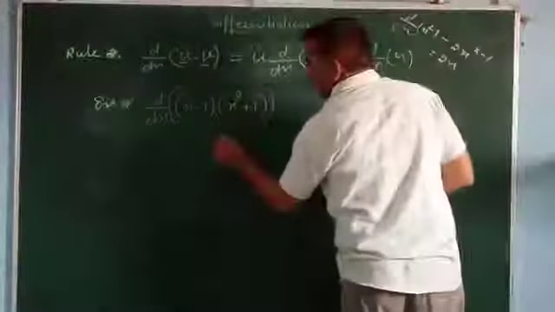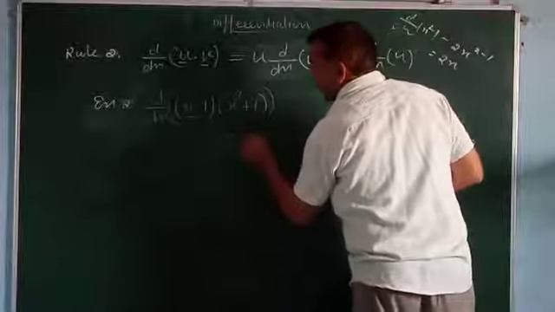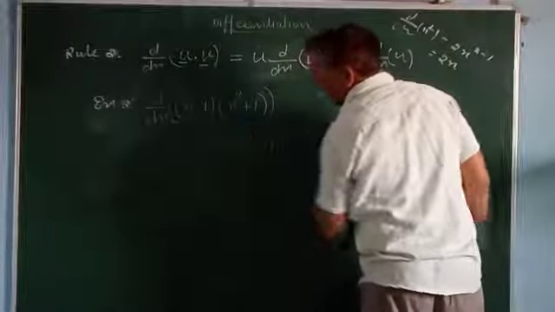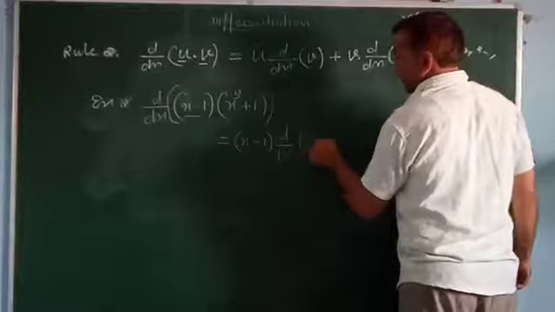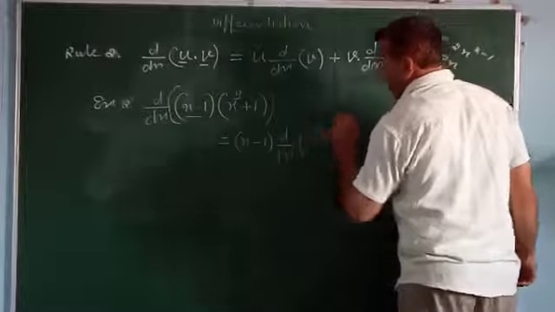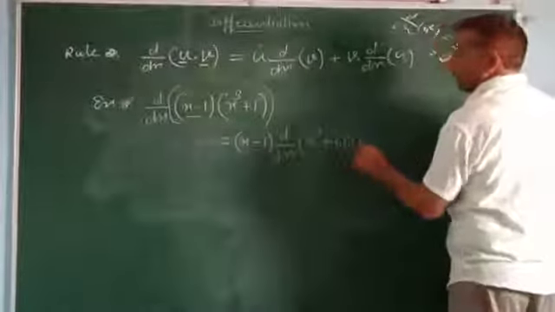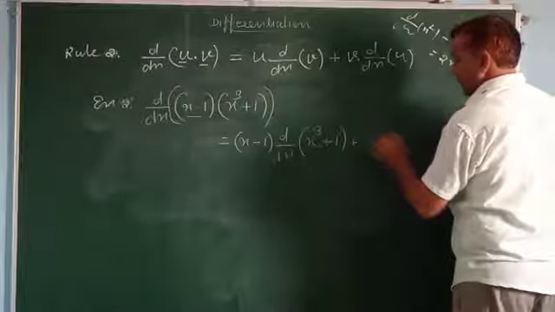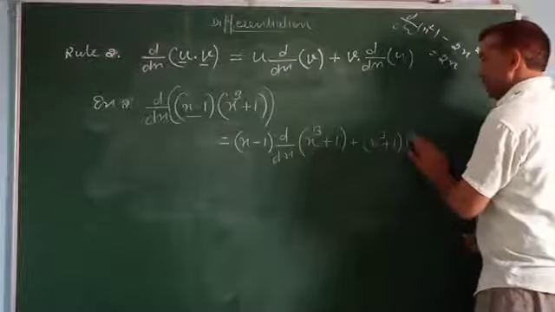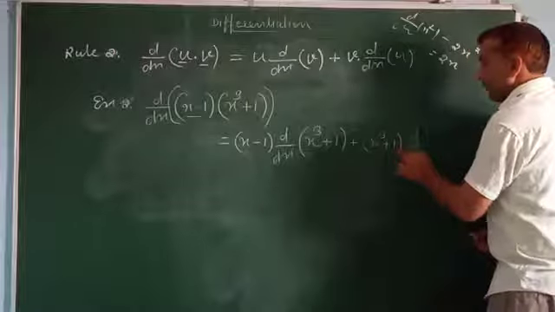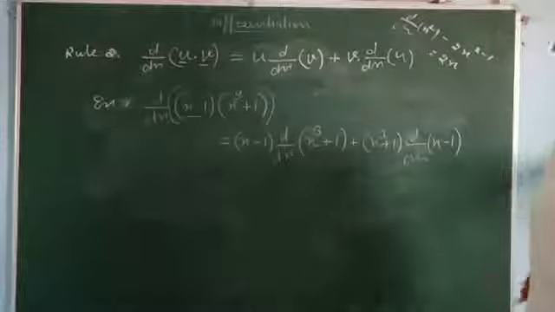Let us do it. That will be equal to first function as it is, x minus 1 as it is, into derivative of second function, that is x cube plus 1. First as it is into derivative of second function plus second as it is, that is x cube plus 1, into derivative of first function, that is derivative of x minus 1. I hope you are getting my point, students.